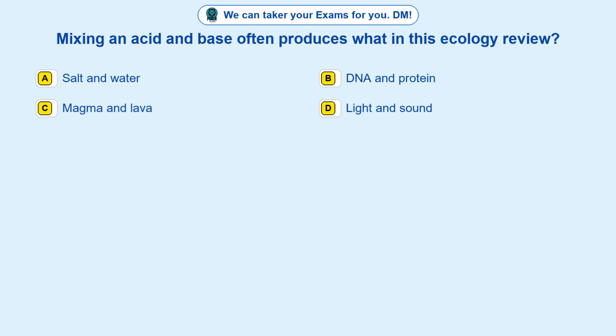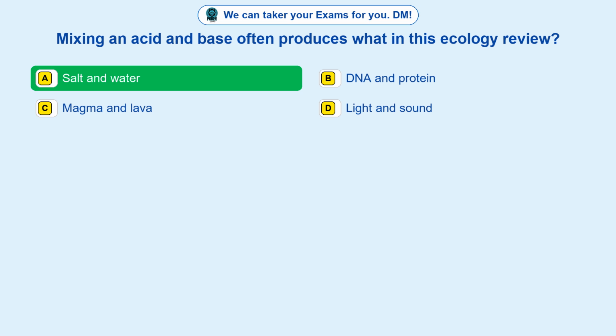Question 38. Mixing an acid and base often produces what in this ecology review? Option A, salt and water. Option B, DNA and protein. Option C, magma and lava. Option D, light and sound. The correct answer is option A, salt and water.